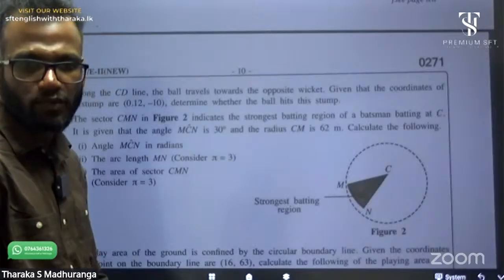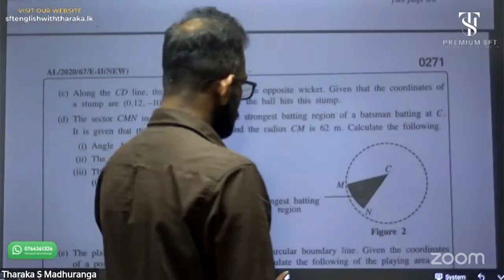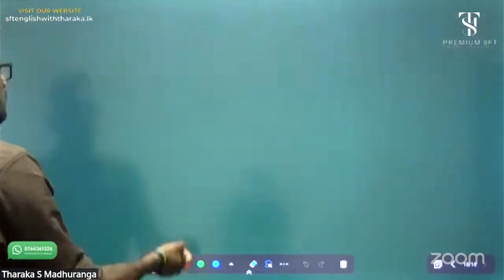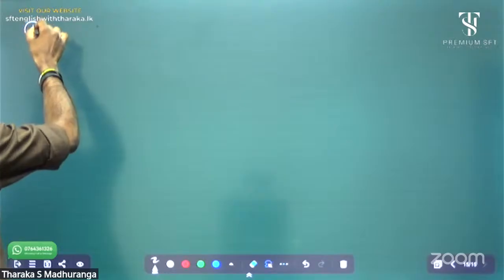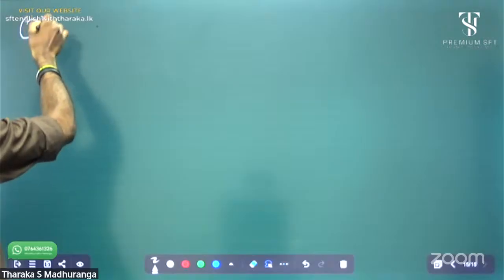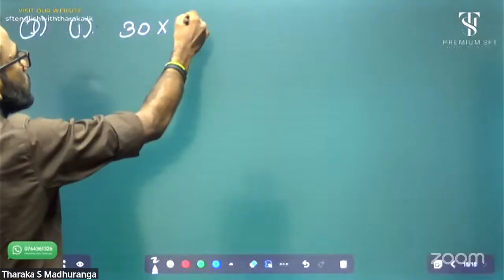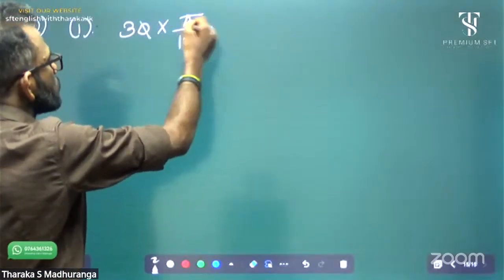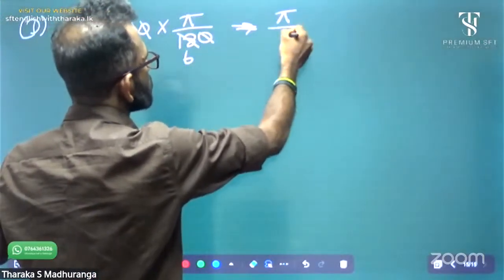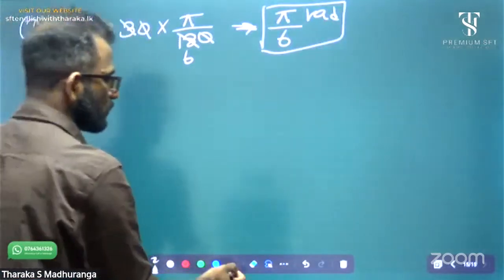Okay, 30 degrees you can convert into radians. How to convert 30 degrees into radians? They are very simple things. Now everything we have discussed, right? Part 1. 30 degrees converted into radians: 30 into pi over 180. Pi over 6 radian. Pi over 6 radian is the answer.